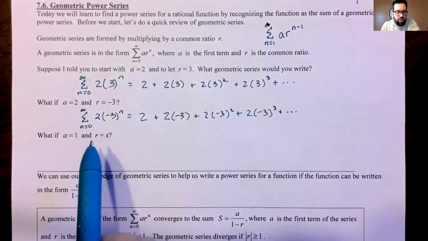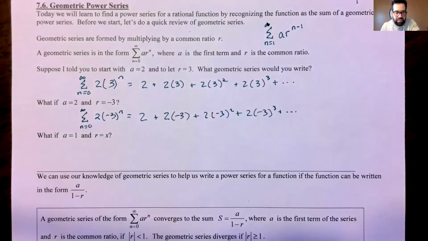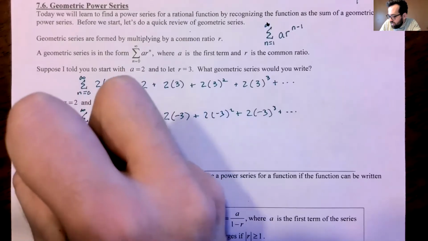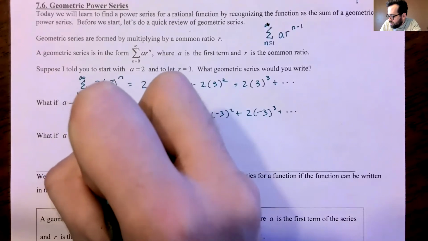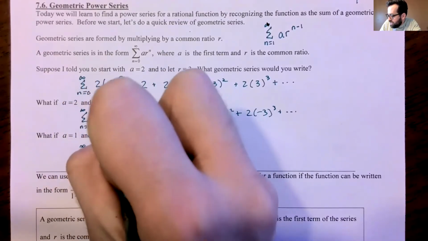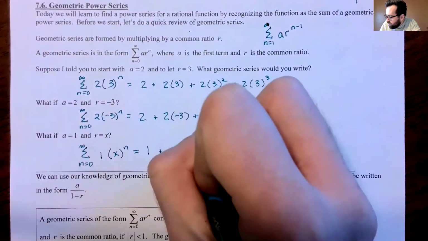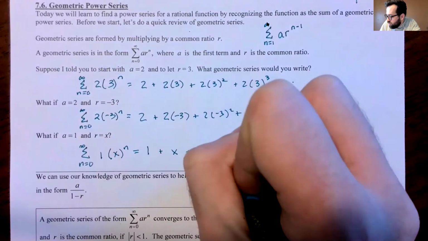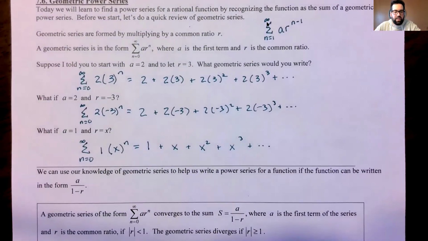But what if we went a little bit further and stretched this idea? What if r was x? Could we write out this series? And the answer is yes. It's going to follow the same exact pattern. We just have an x instead of a 3 or negative 3. So this time it's going to be 1 times x to the n. So we're going to end up with 1 plus 1 times x plus 1 times x squared plus 1 times x cubed, etc. And that is just a fancy way of saying that you can have an x in a geometric series and the pattern is still the same.